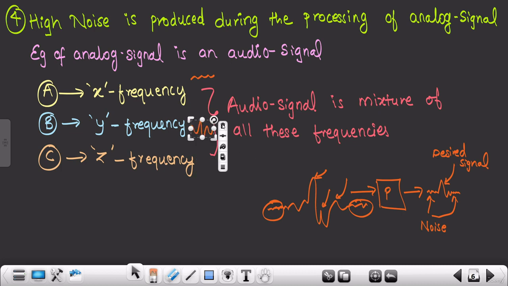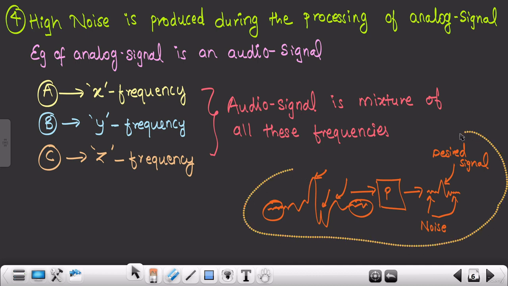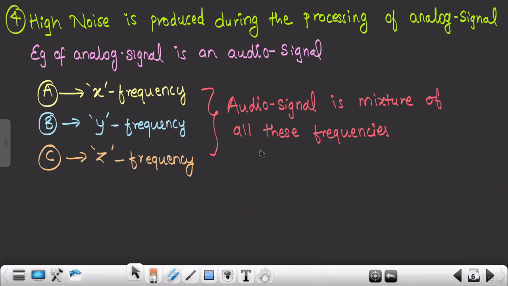So whenever you refer to my PDF, you would be in a situation to understand this particular concept. What I told you is that these frequencies add up and make a desired signal. But with that desired signal, there might be some noise added. So when we feed this signal into the processor, we get the desired signal, that is these three signals, plus a noise signal.